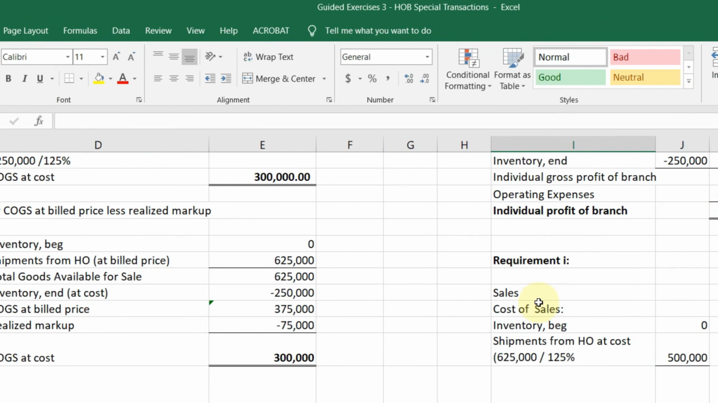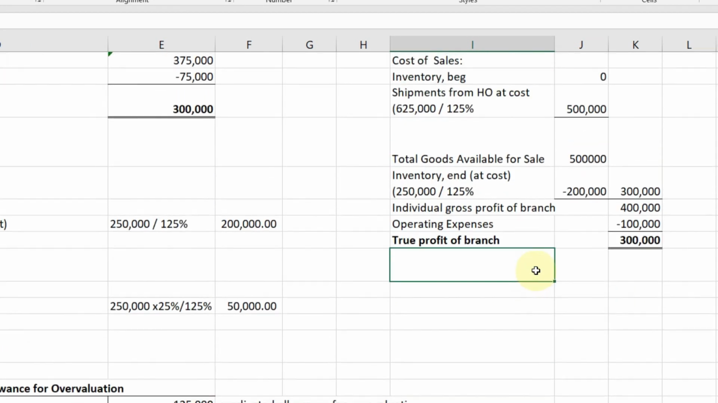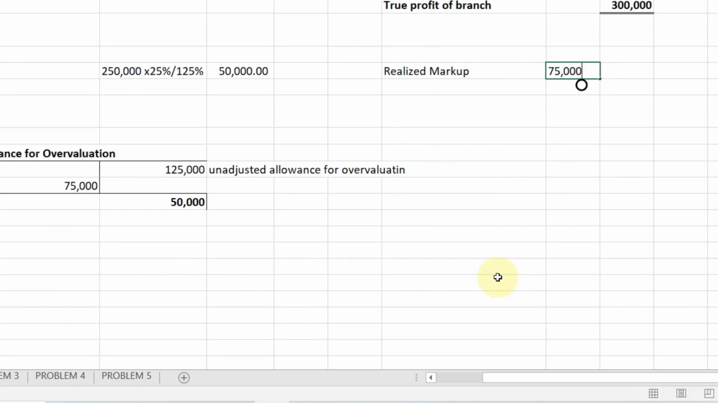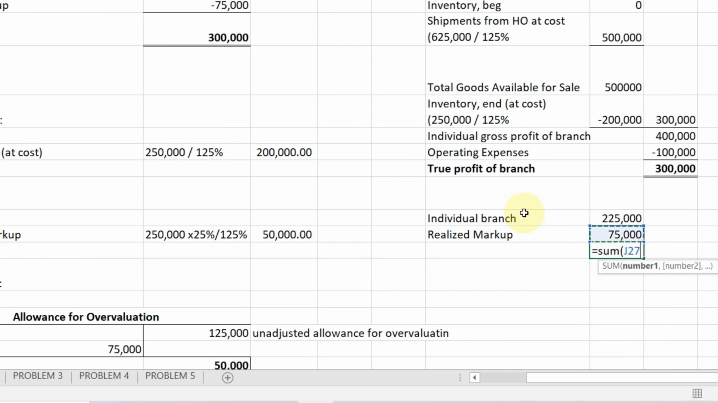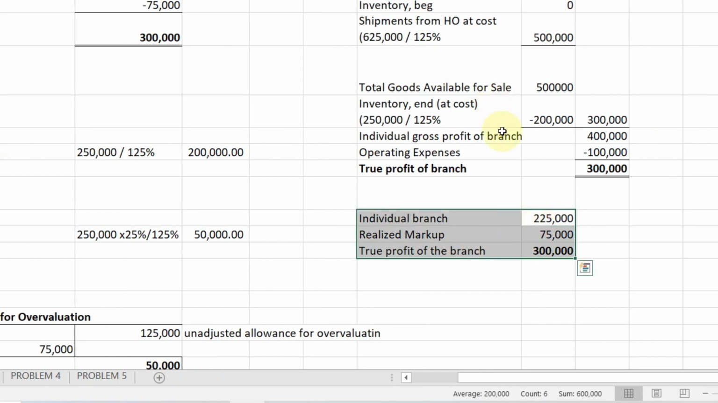Another way of doing this is you just add, try natin ha. So, hindi ko pala nilagay. You have a realized markup of 75. Remember, 75 ang realized markup natin. Okay? And then you have individual profit of the branch na 225,000. Okay, you just add the two. Hopefully, tama. Okay, tama. This is the true profit of the branch, 300,000. So, this is another way. If nahahabaan kayo dun sa isa, pwede naman ganito na.